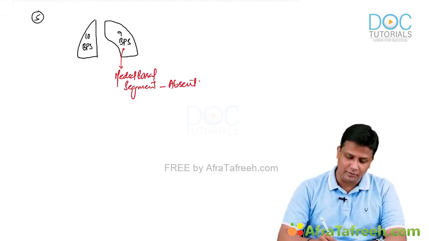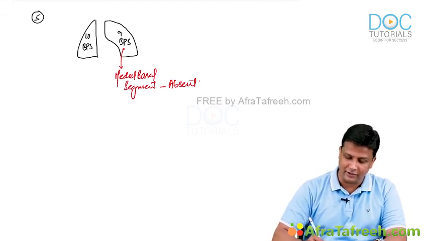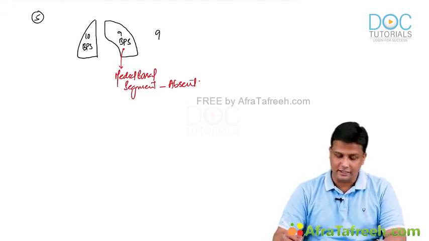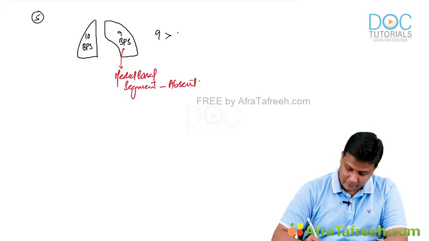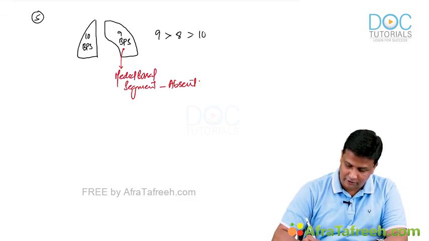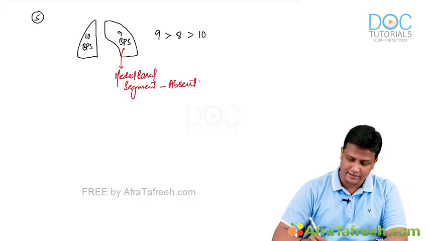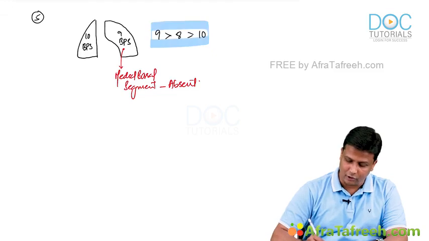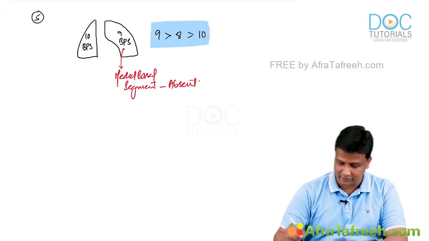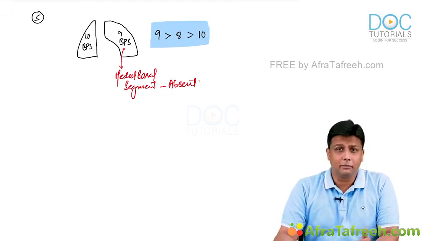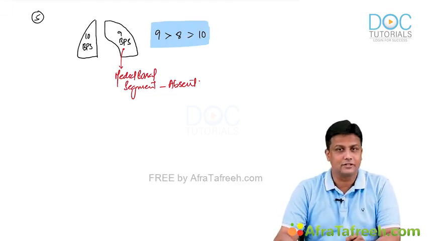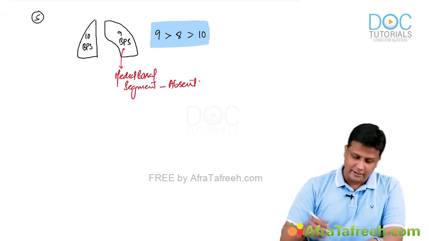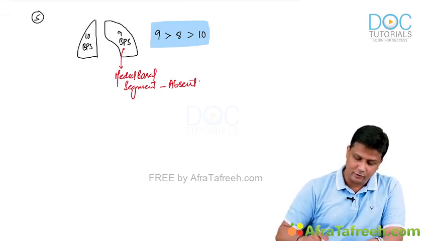Remember, most commonly there will be 9 bronchopulmonary segments in the left lung. That answer is better when compared to 8 segments, and that is better when compared to 10 segments. That should be the sequence in which you remember the number of bronchopulmonary segments in the left lung. So 9 is a better answer than 8, and that is better than 10, guys. That's the final answer.